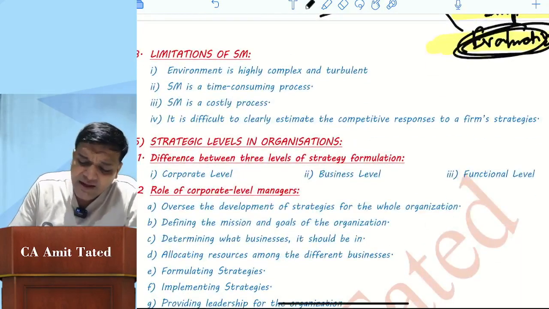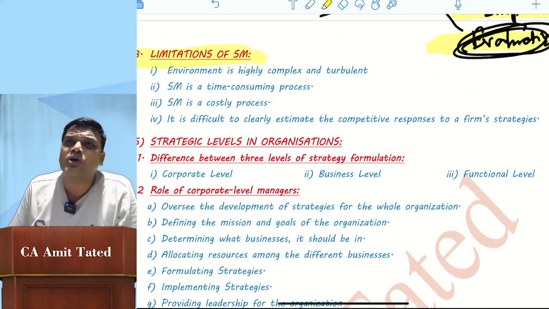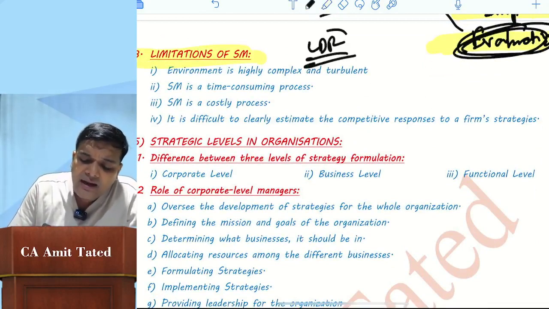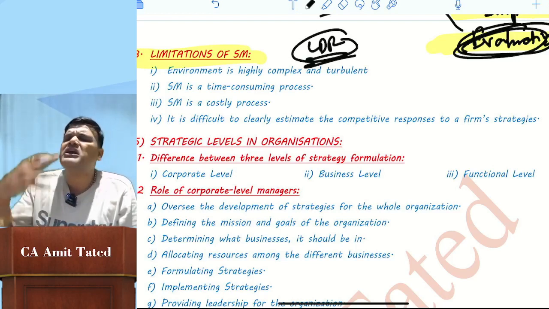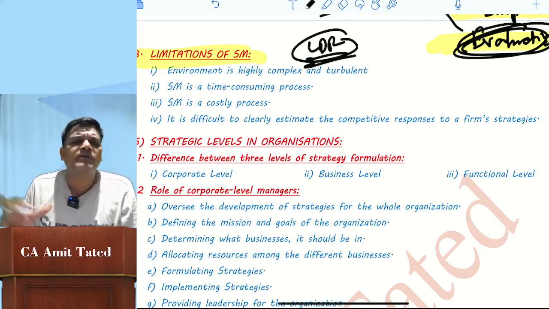Next concept comes is again limitation of SM. Again, this is a very important question. Whenever I say important, I may sometimes use a word that is called LDR. What is an LDR? LDR means last day revision. It means these questions need to be taken utmost care of. Utmost care means you revise this question, and everyone should be aware of this question.